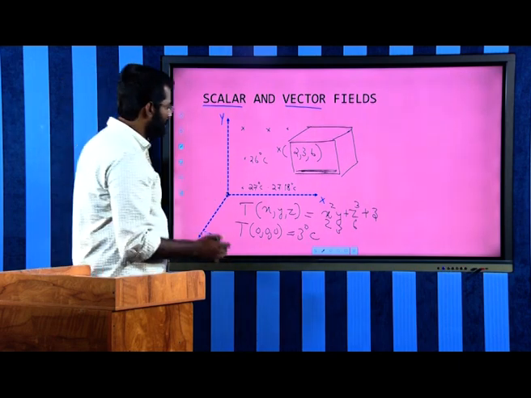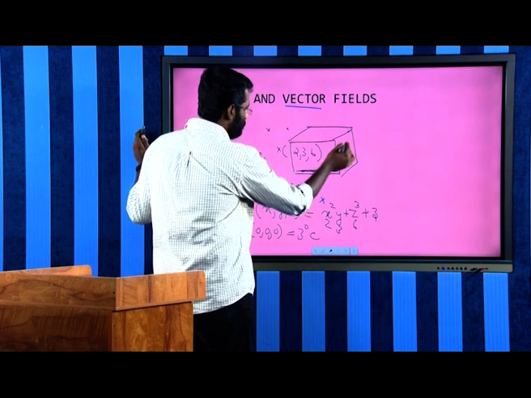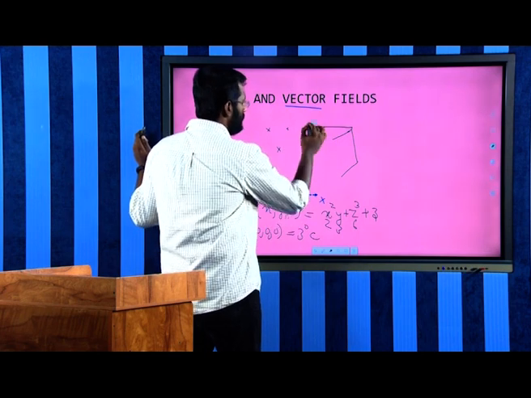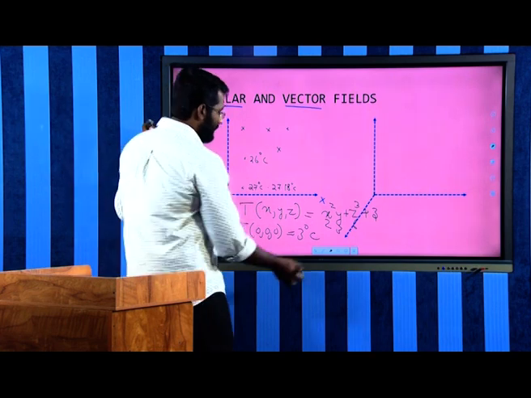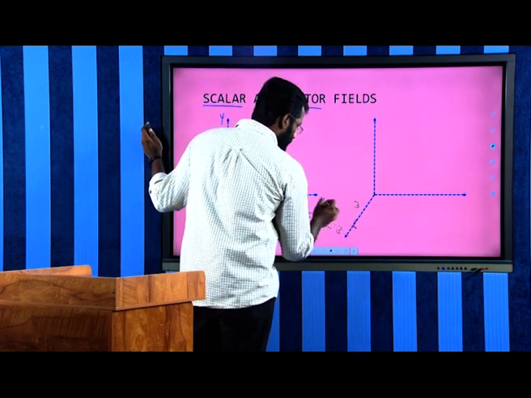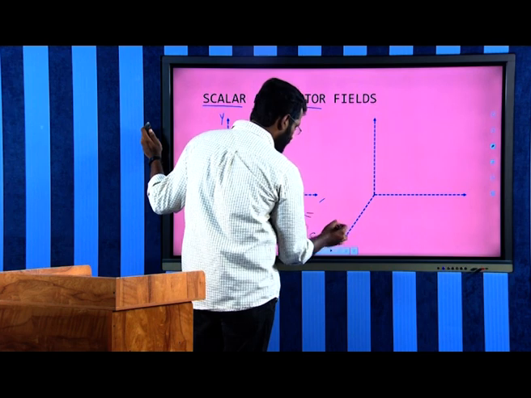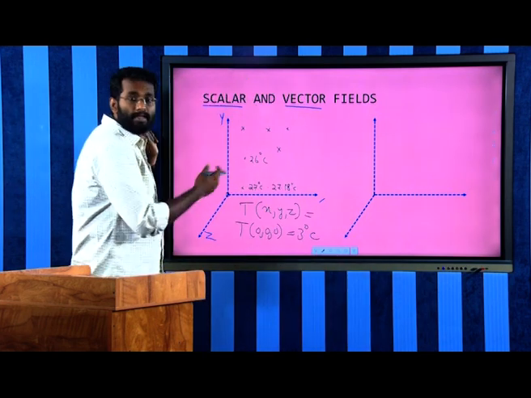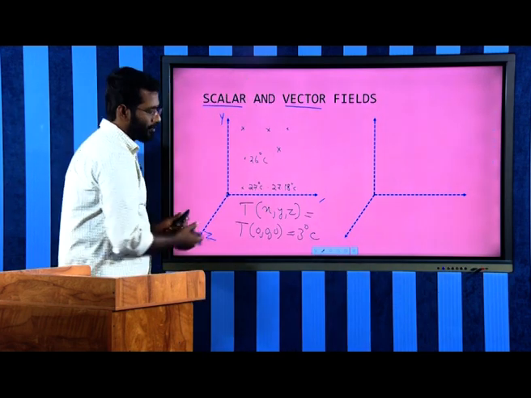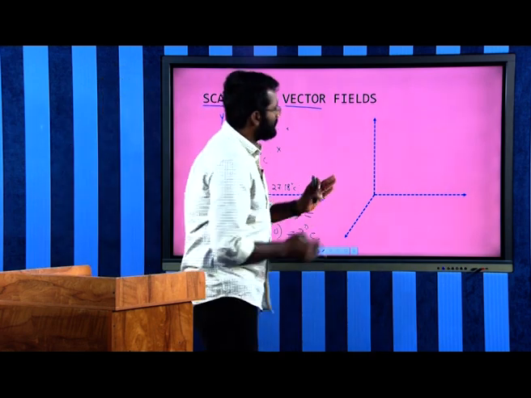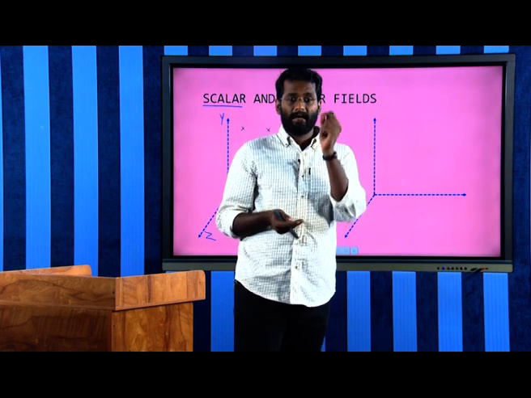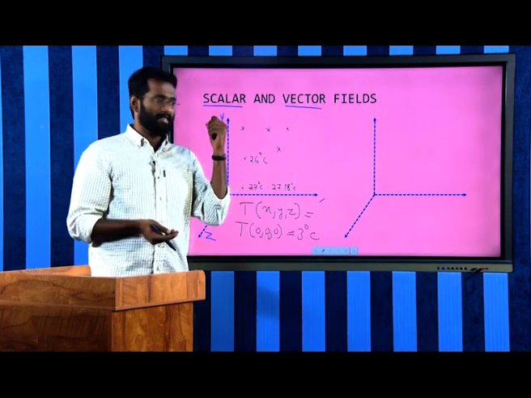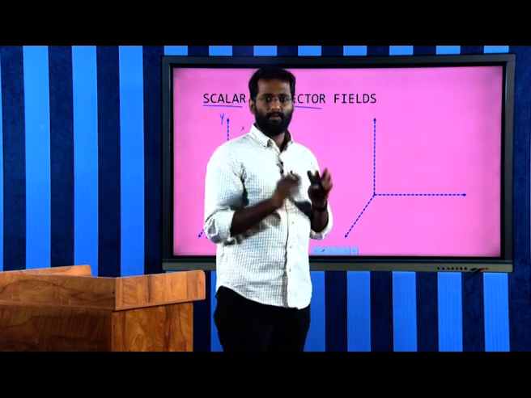Now, let us discuss the vector field. From the previous definition itself, it is clear that a scalar field means the distribution of a scalar quantity over a space, and here it is the distribution of a vector quantity over the space. That means for each point, now we associate not a scalar, but a vector quantity.